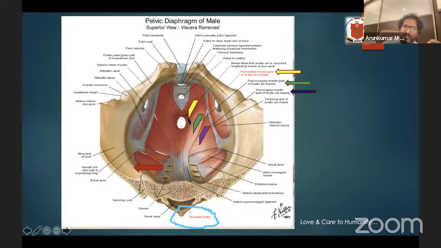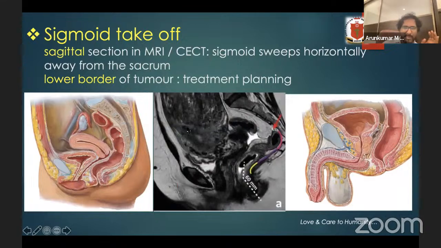So the convergence of the levator ani muscle to the rectal tube is the junction between the surgical anal canal and the rectum. So that's the anorectal junction. That's the importance of this imaging.